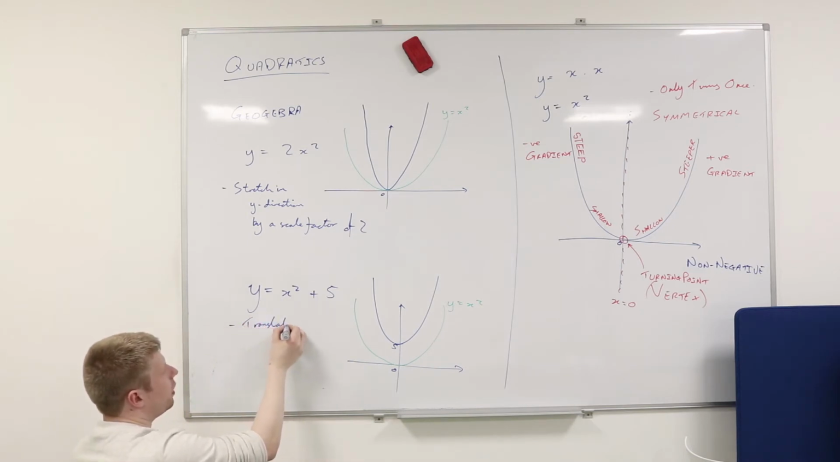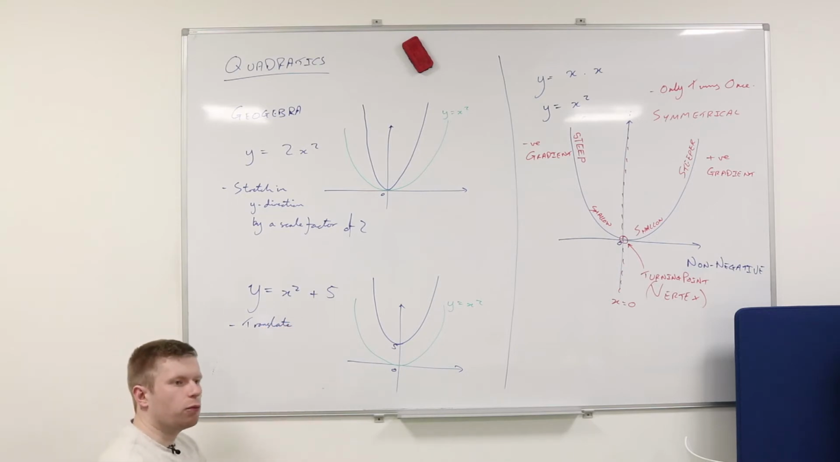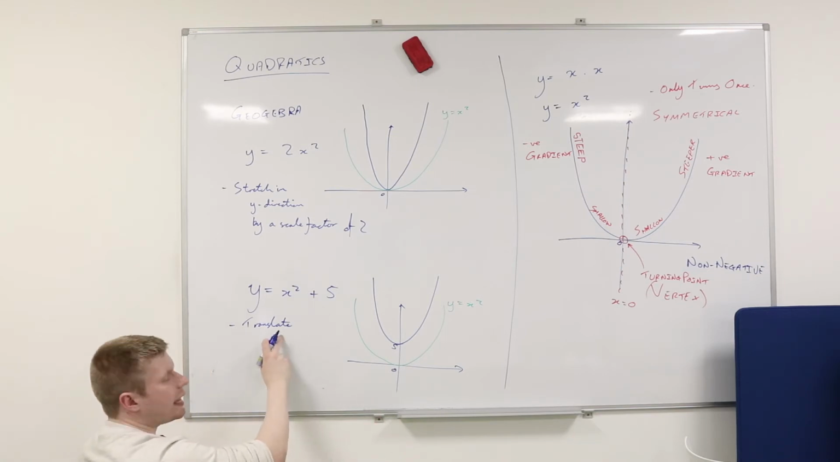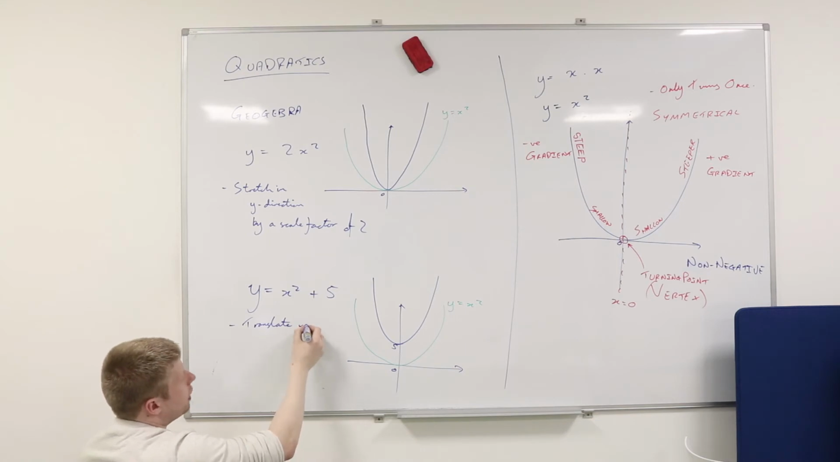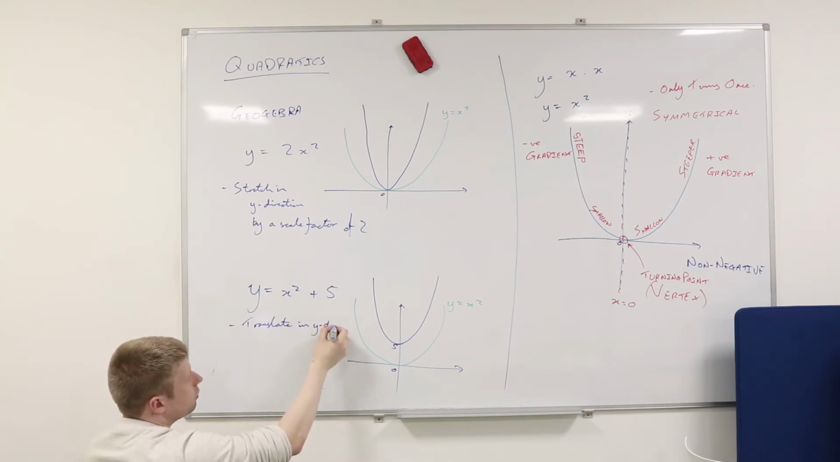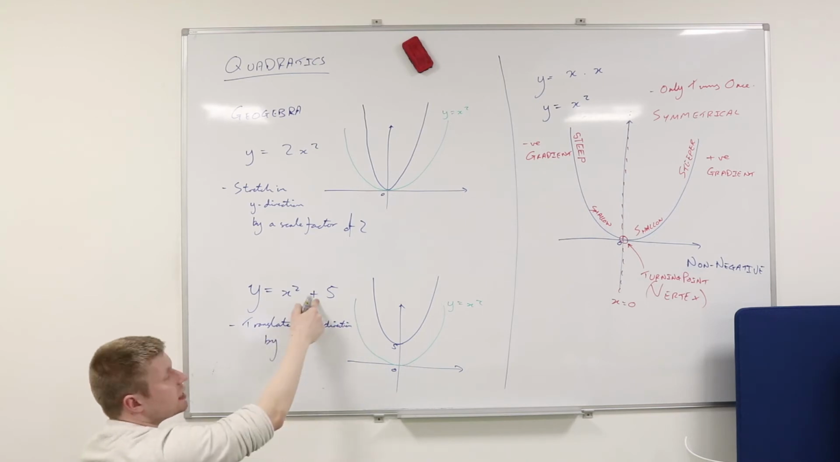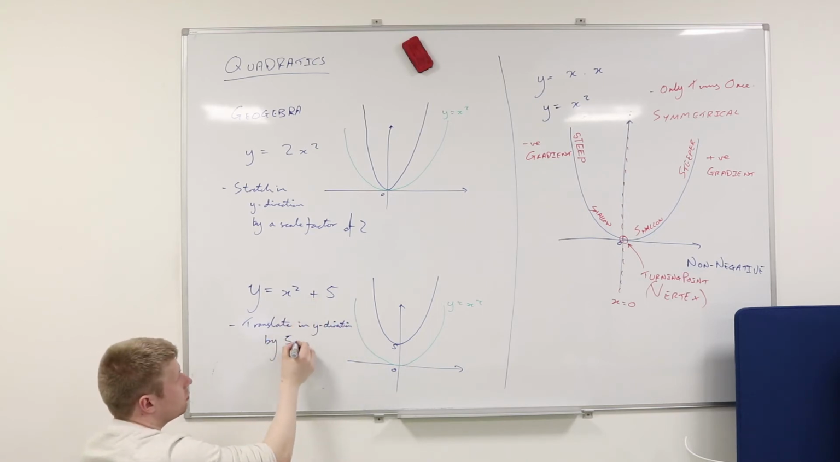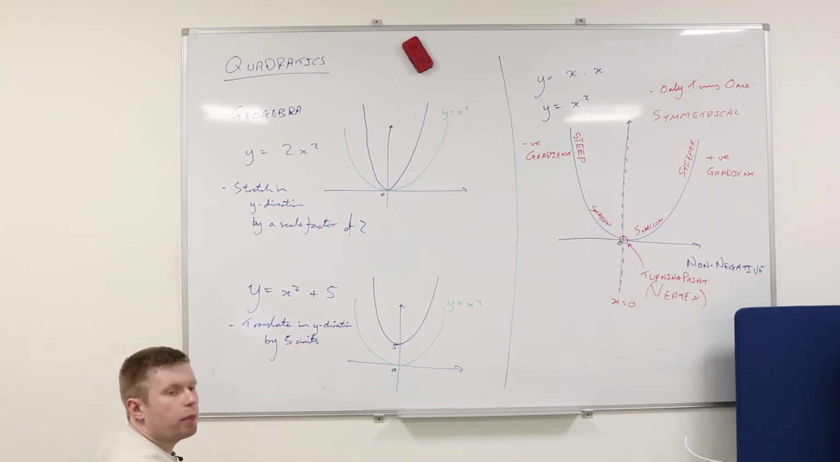I mean, think about it, right? If you translate from one language to another, you're literally saying the same thing, but you're just moving it from one position to another, one language to another, right? So you're translating in the y direction, so up or down. In this case, by 5 units. So going up by 5 units. Is that okay? Good, excellent.